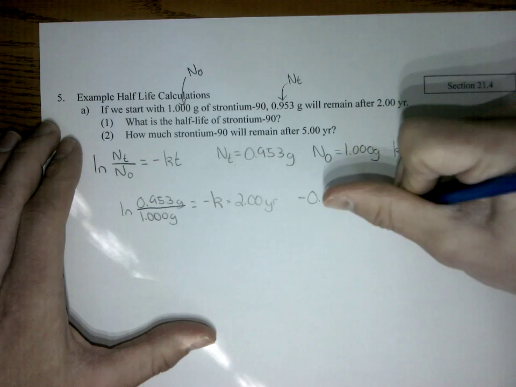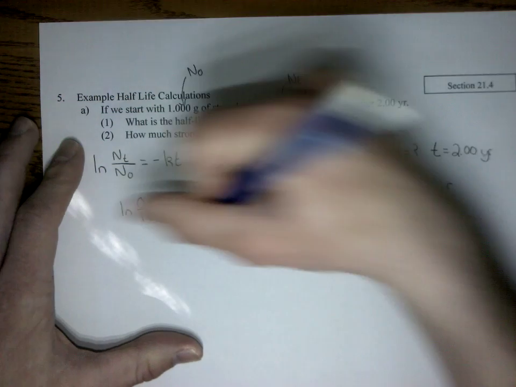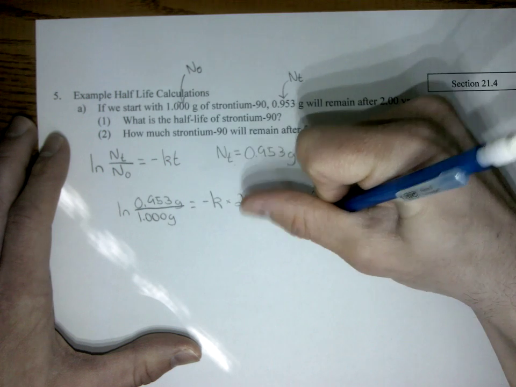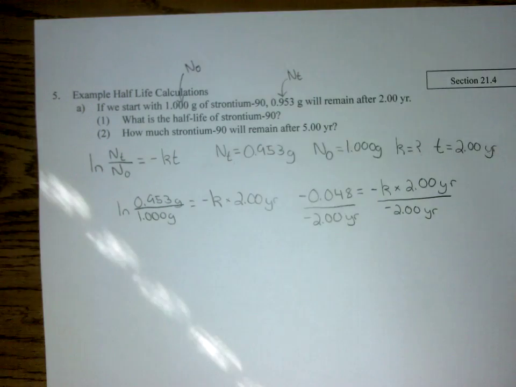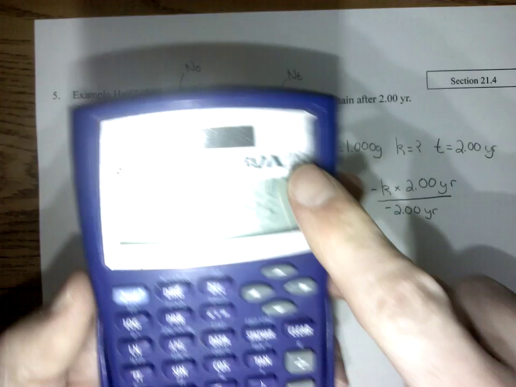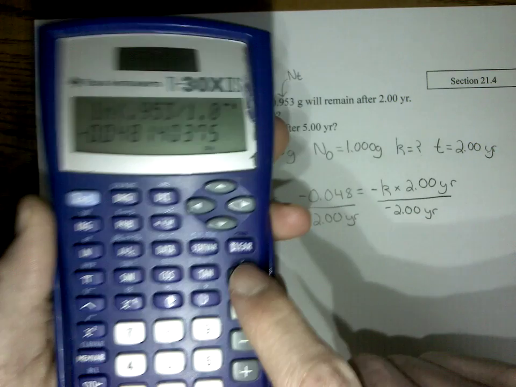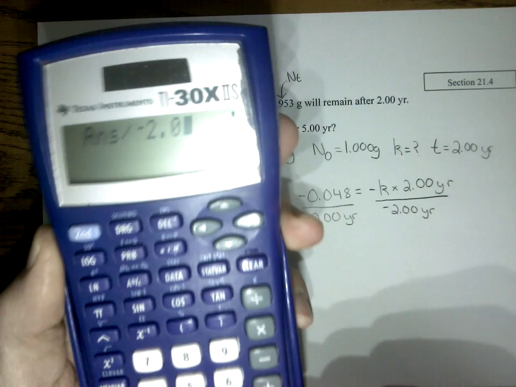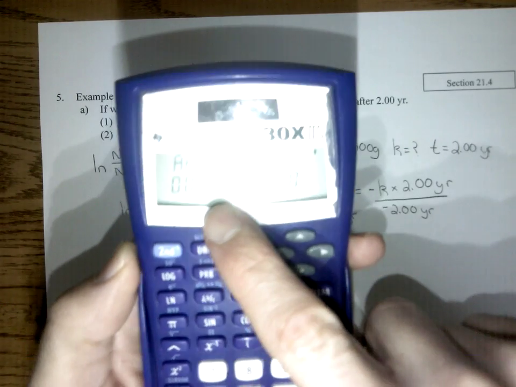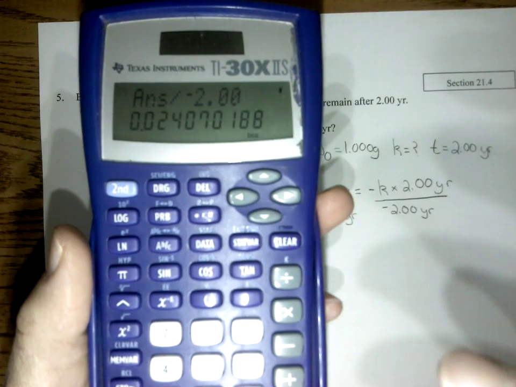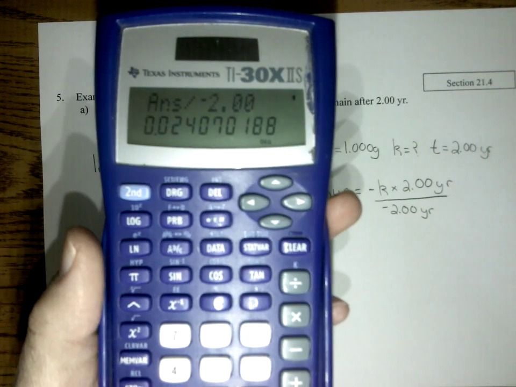So what I'm going to do is I'm going to divide both sides by negative 2.00 years. Okay. So each side is going to be divided by negative 2.00 years. Okay. Now, again, I left this on my calculator, and I would suggest you do the same. And all I'm going to do is divide by negative 2.00, and I'm going to press enter. I get a value here of 0.02407, so on and so forth.